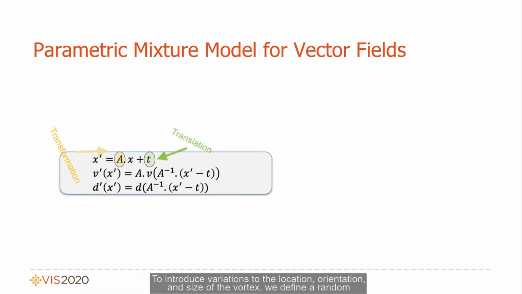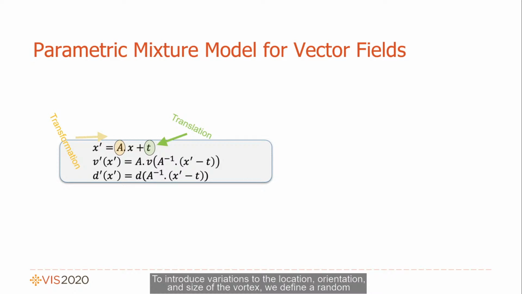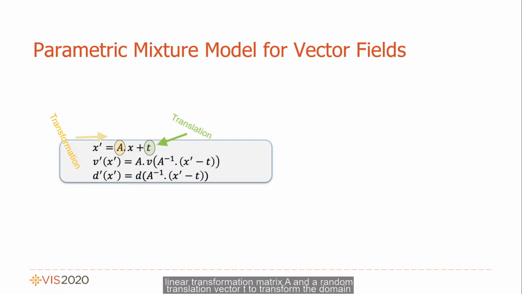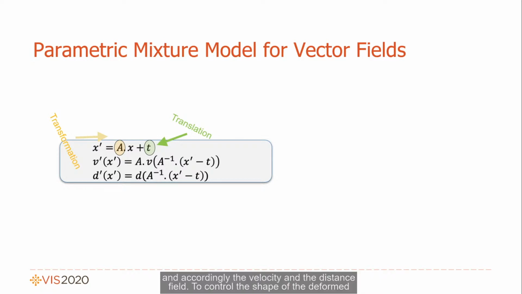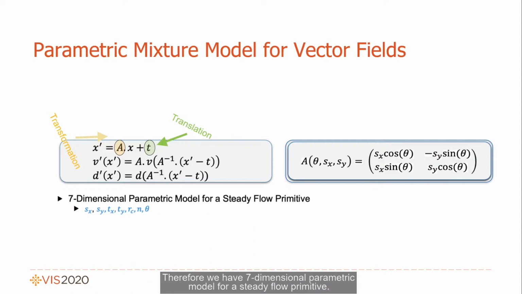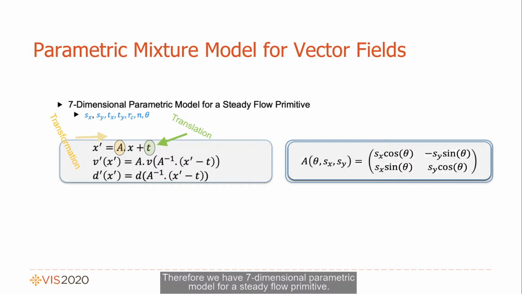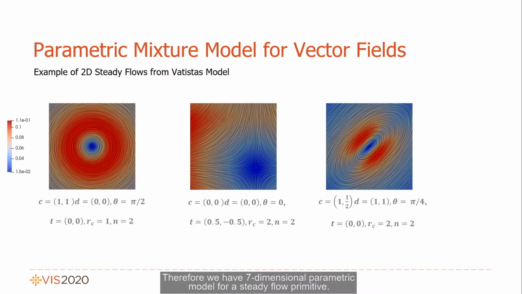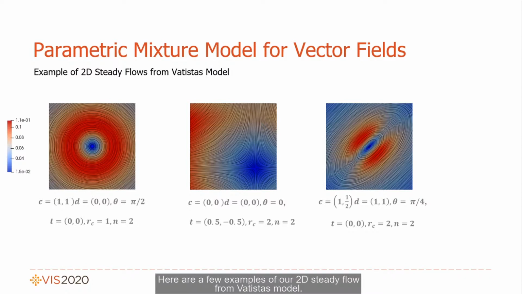To introduce variation to the location, orientation, and size of the vortex, we define a random linear transformation matrix A and a random translation vector T to transform the domain, and accordingly transform the velocity and distance field. To control the shape of the deformed vortices, we compose the linear transformation from a rotation and a non-uniform scaling matrix. Therefore, we have a 7-dimensional parametric model for a steady flow primitive. Here are some examples of 2D steady flows that we generated with this vortex model and our parameters.